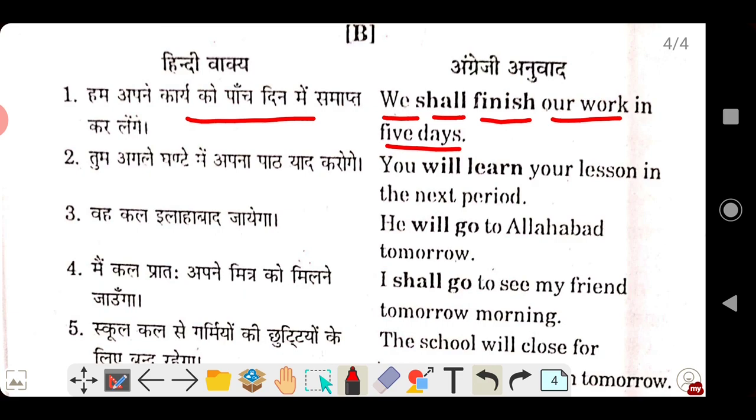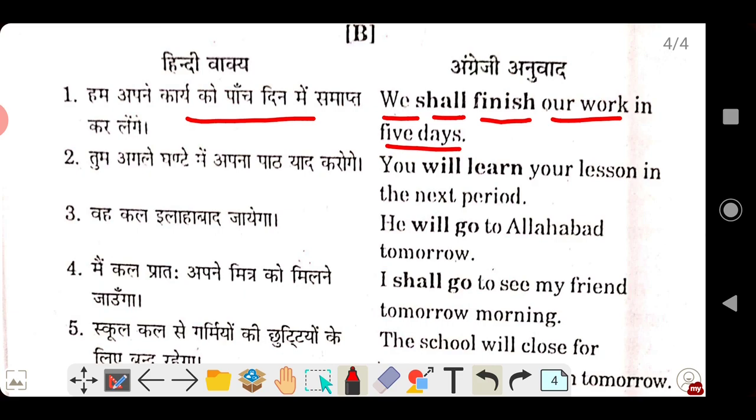As I told you, we can also use will. Okay, there is no hard and fast rule that we have to use shall in some cases, or we have to use will in some cases. You can also use will here. We will finish our work in 5 days.